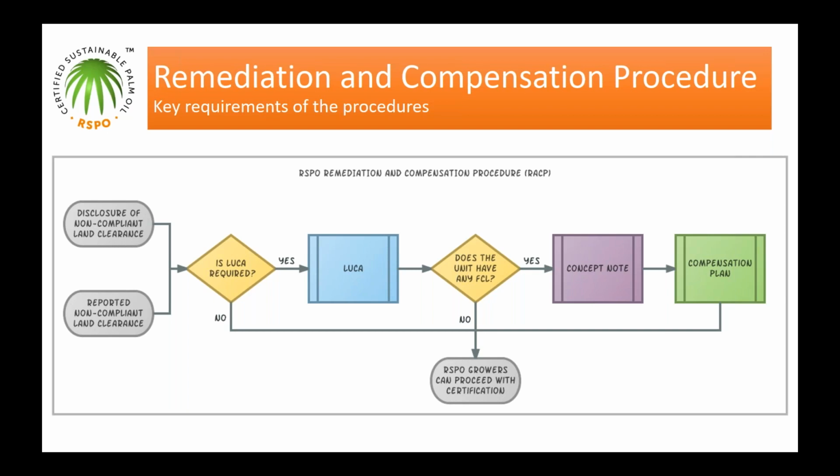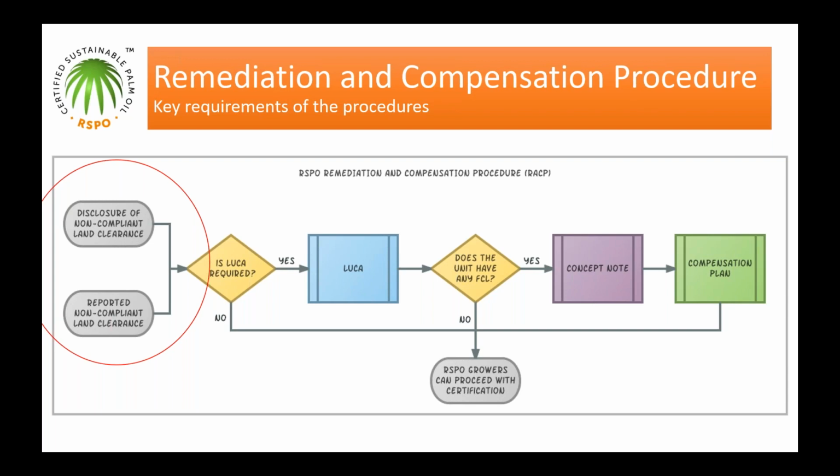If LUCA is required, we will then contact the company to ask them to submit the land use change analysis, and from there we will identify whether the company has any final conservation liability. If there's no final conservation liability, the RSPO growers can proceed with certification. If there is final conservation liability, they will have to follow the rest of the procedure, which is to submit a concept note and finally a compensation plan. I'll be talking about each of the steps in detail right now.